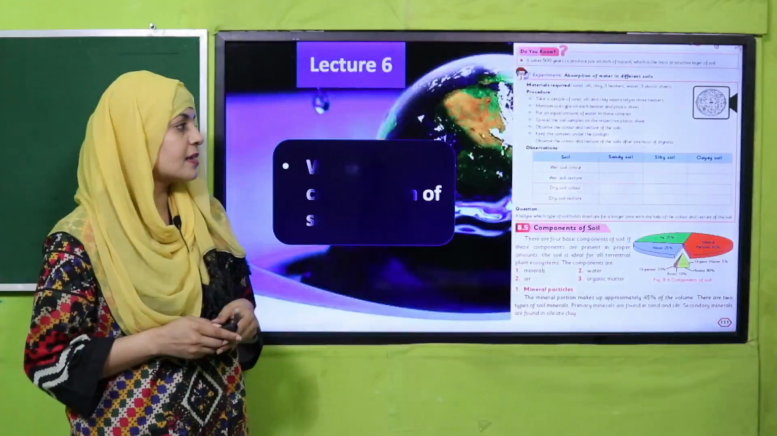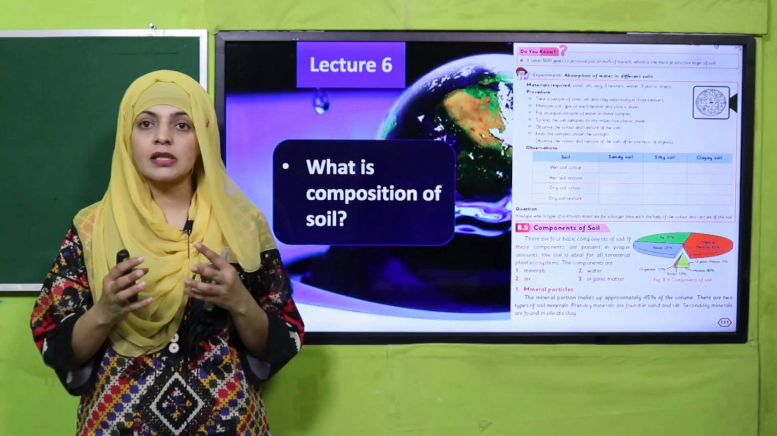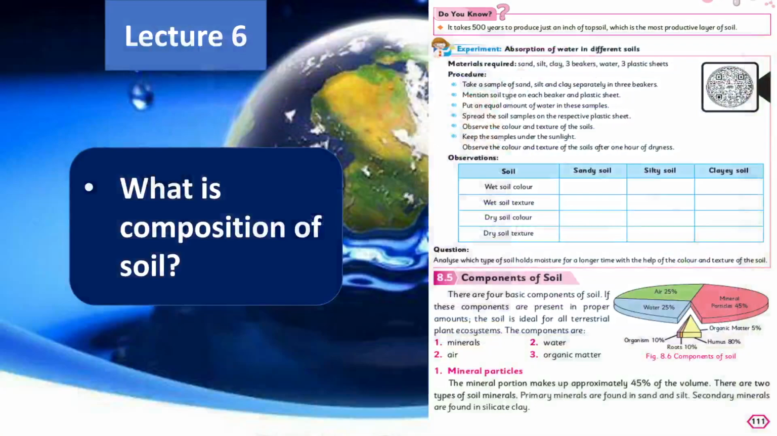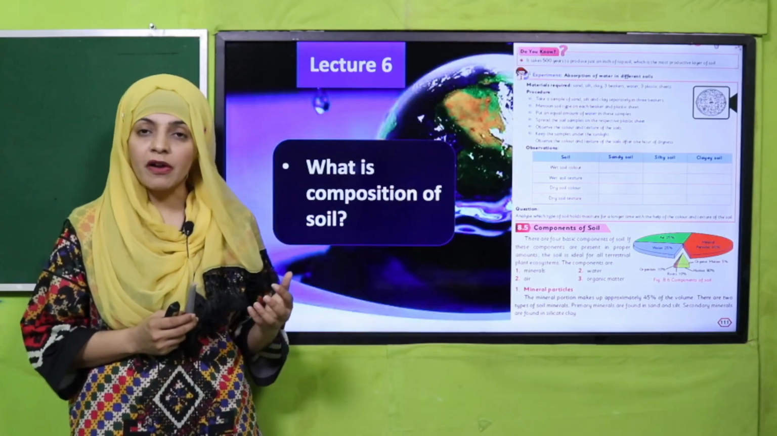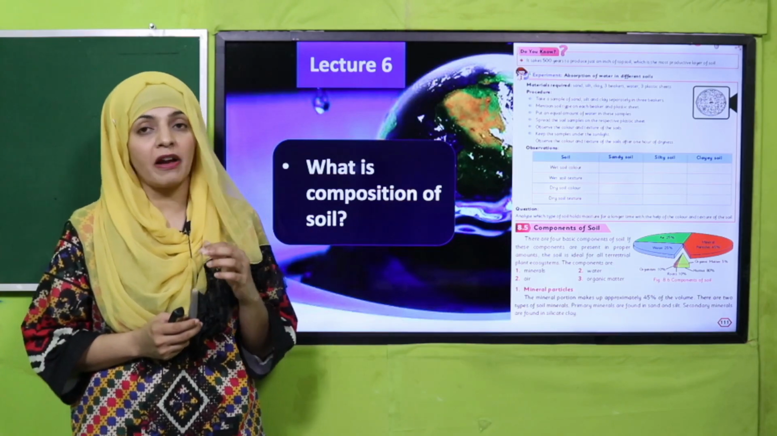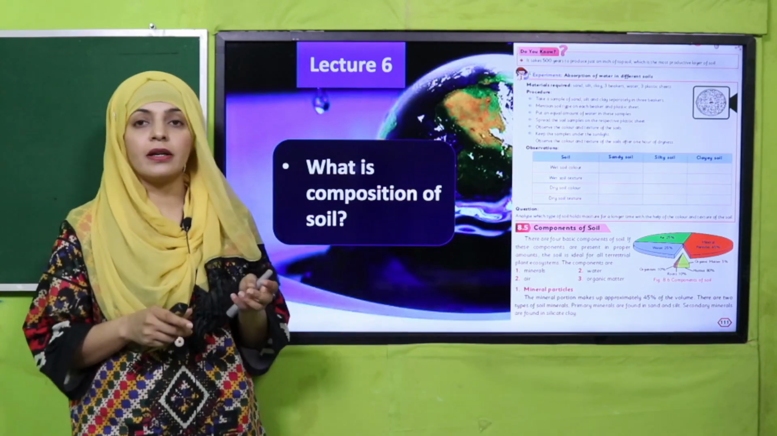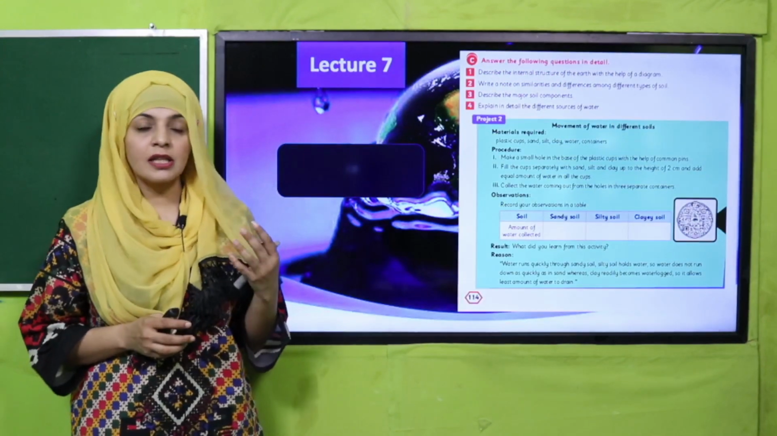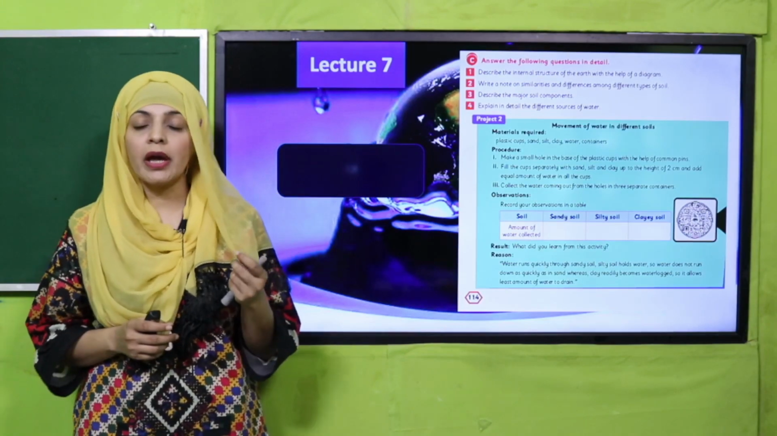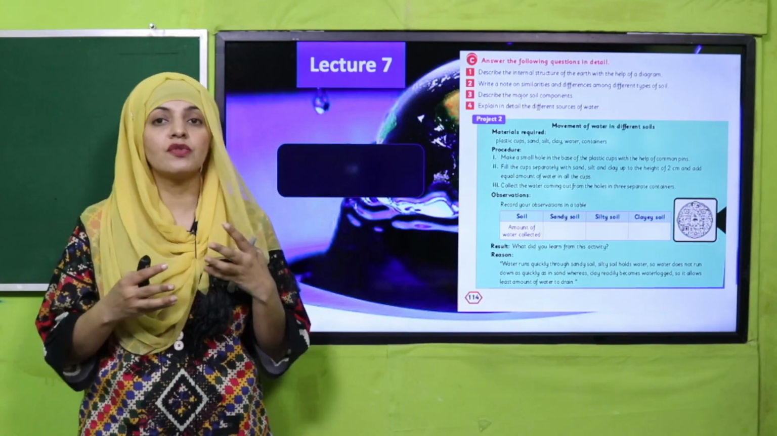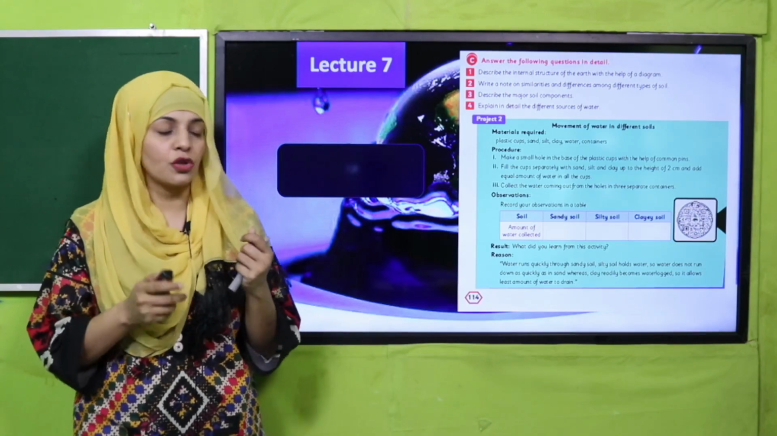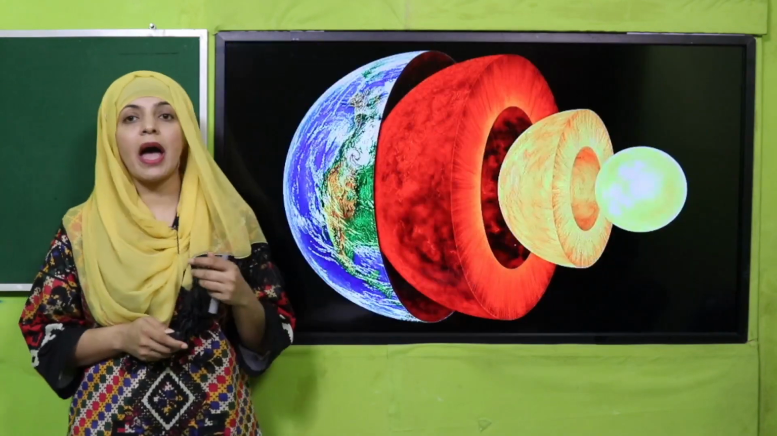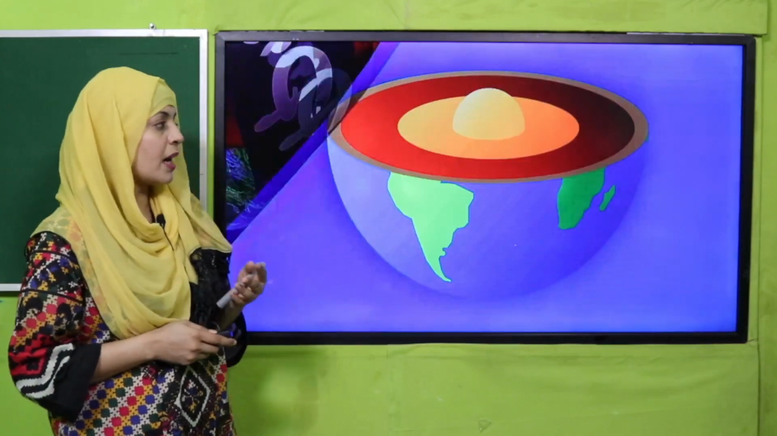Then in lecture number 6 we discussed the composition of the soil, कि soil की क्या क्या composition है, किन किन चीज़ों से ये मिलके बनी हुई है. So mineral content जो होता है वो 45% होता है, water is 25%, air is 25%, then organic matter is 5%. So that is the composition of an ideal soil. Lecture number 7 was the प्रोजेक्ट जिसमें हमने मूवमेंट ऑफ वाटर इन डिफरेंट सॉइल्स डिस्कस किया था कि हाउ फास्ट वाटर मूव्स इन द डिफरेंट टाइप्स ऑफ सॉइल बिकॉज ऑफ इट्स कंपोजिशन. So that was project number 2.